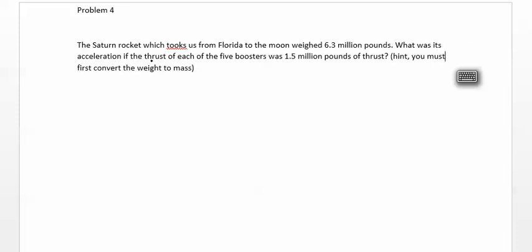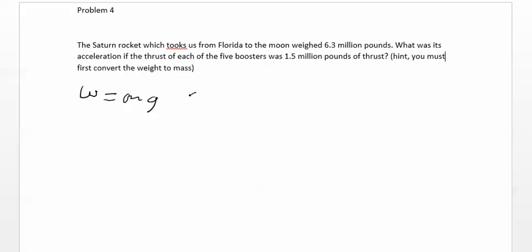Okay, so I'm going to start on here. We're going to first convert our weight to mass. Now, if you look in your notes, you'll notice that there were some notes early in the semester where we said that weight is equal to mass times g. So if weight equals mass times g, then what we need to do is figure out the mass. And our weight, we said it's 6.3 million pounds.